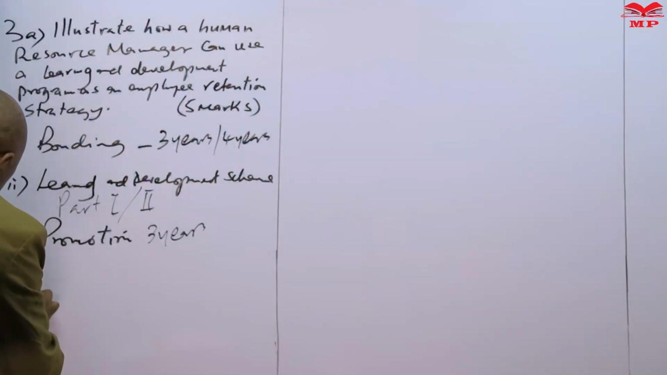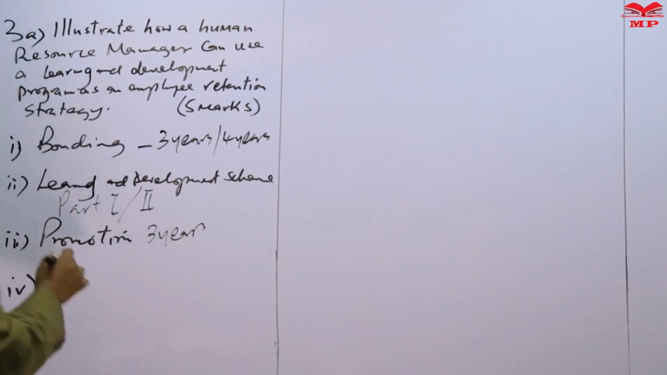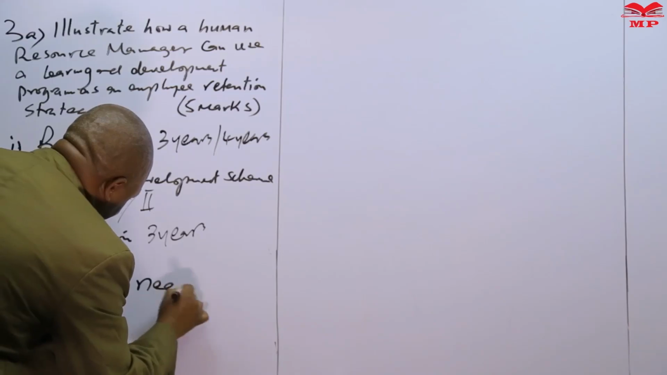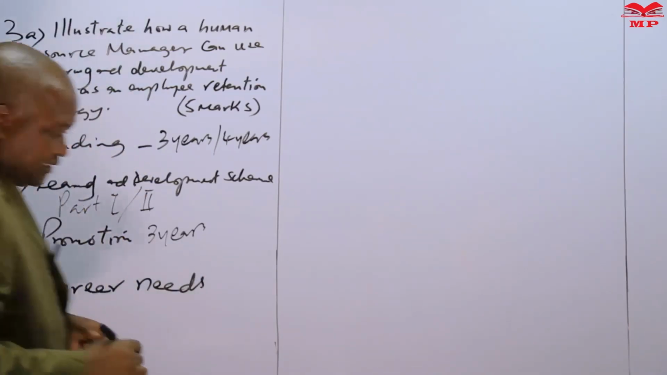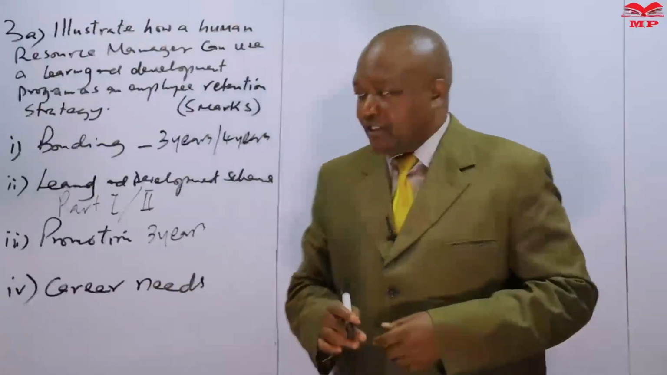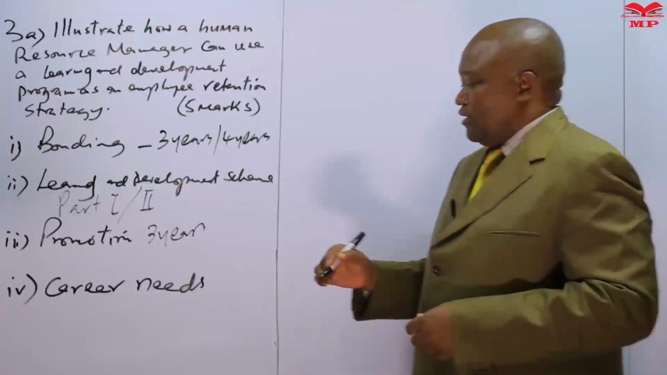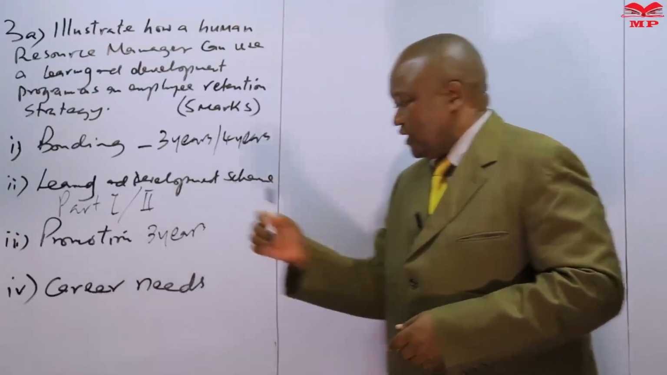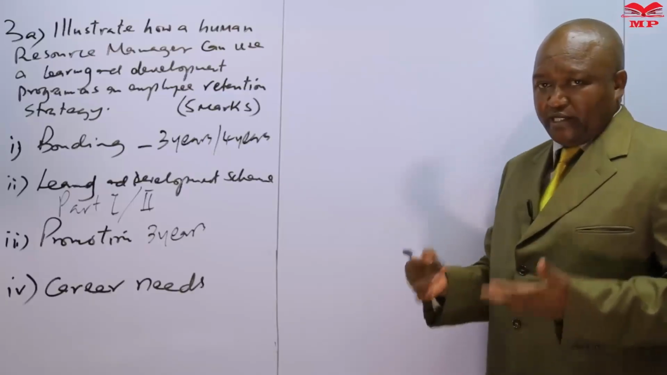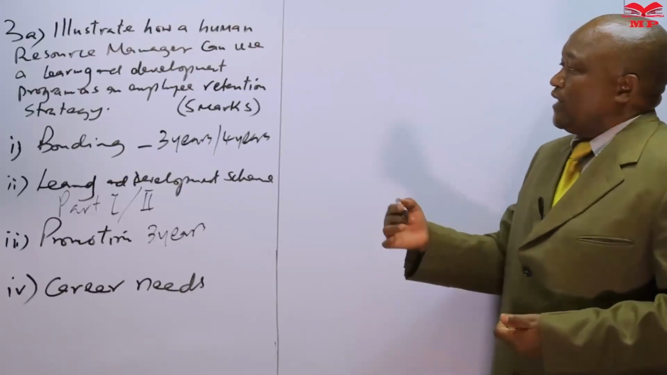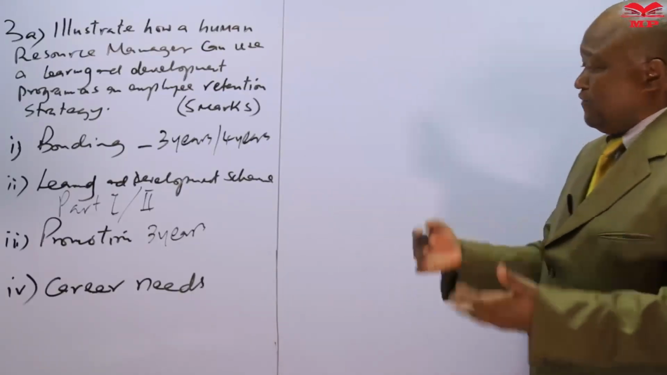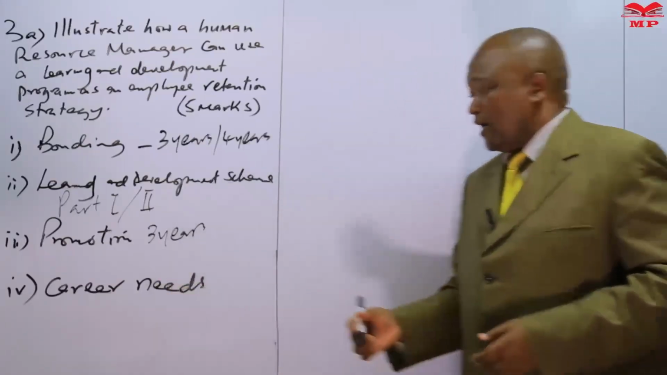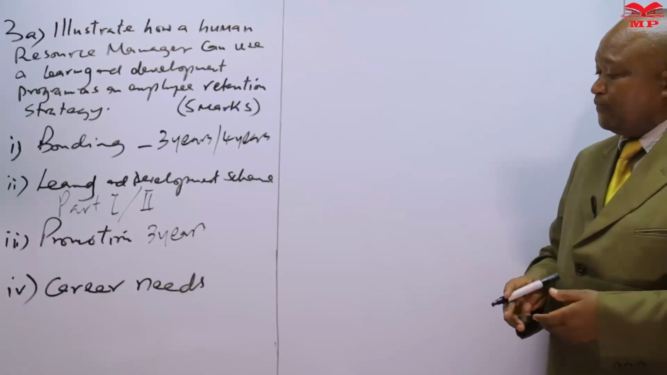Fourthly, career needs. What this implies is that an organization could have recognizance of the fact that employees have their own career needs and growth, and they would want to grow. So an organization may use a learning and development program and align it with the needs of the organization and also the needs of the employee.